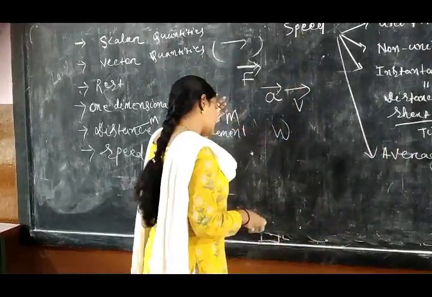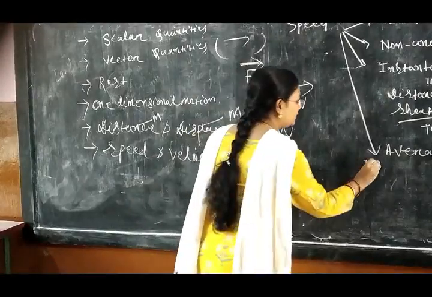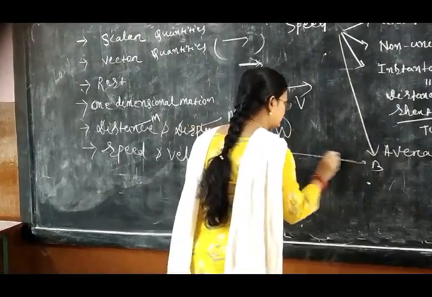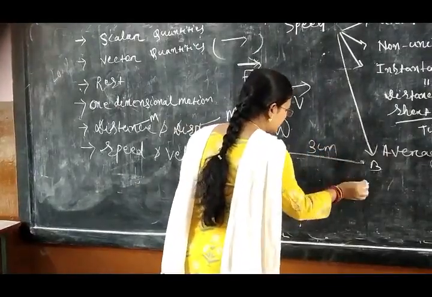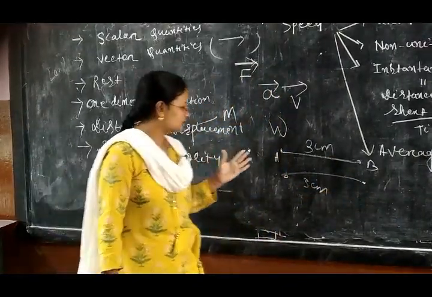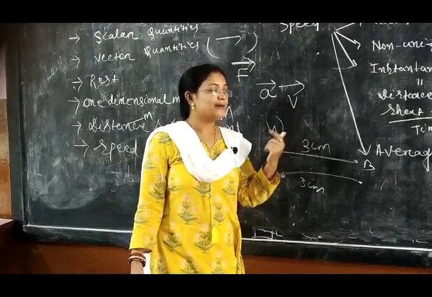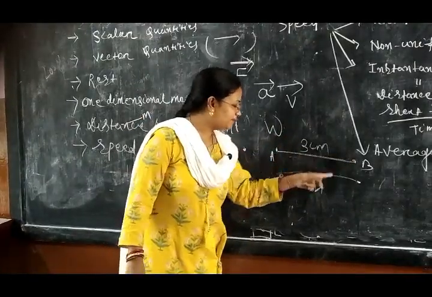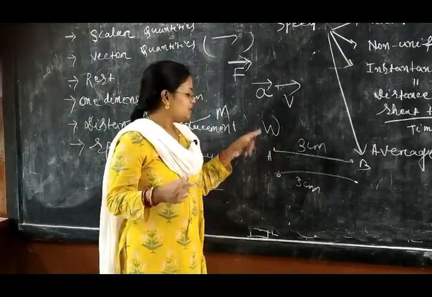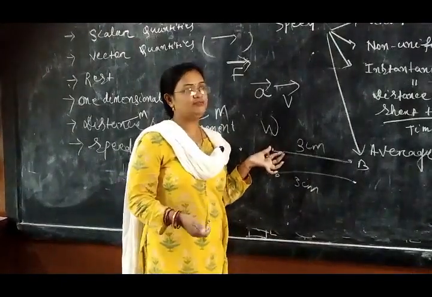Okay. For example, suppose one body starts motion from A to B, again B to A. Suppose A to B is 3 centimeter and B to A also 3 centimeter. If I am asking you the total distance, A to B 3, B to A 3, so 3 plus 3 is your 6. But displacement, you see, A to B, B to A, A is your initial position and B is your final position. So the displacement is your what? 0. Okay, because the initial and the final position is same.